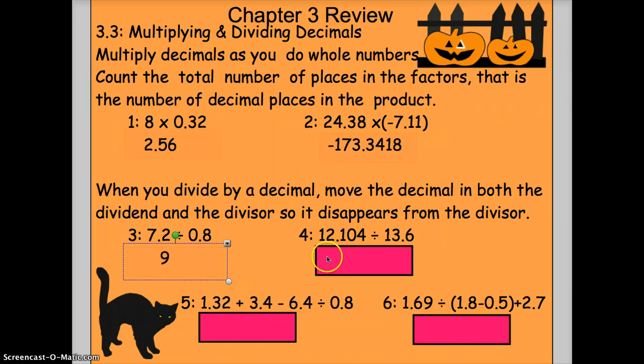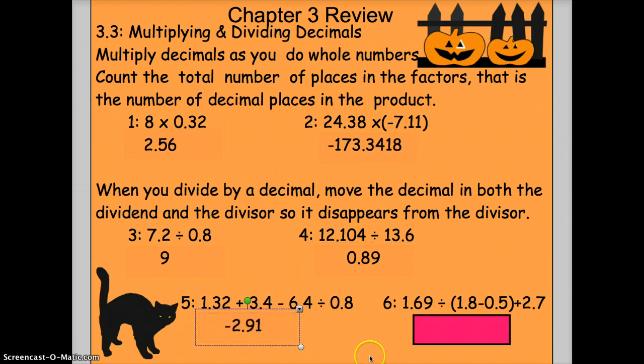Number 4, again, no negatives, 89 hundredths. Number 5, we've got all kinds of things going on. So what we want to take a look at first is that we do the division, then we can do the addition, and finally we can subtract our sum here from our quotient here. Okay. Number 6, I need to work inside the parentheses, do my subtraction first. Then I divide, then I add. So a lot of steps there, be careful. And I have my answer.